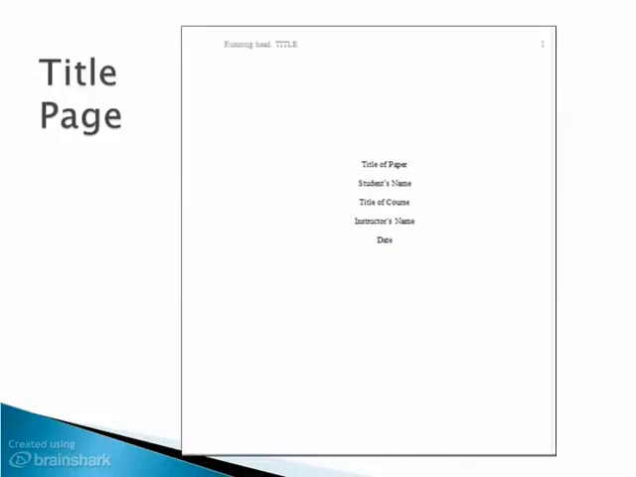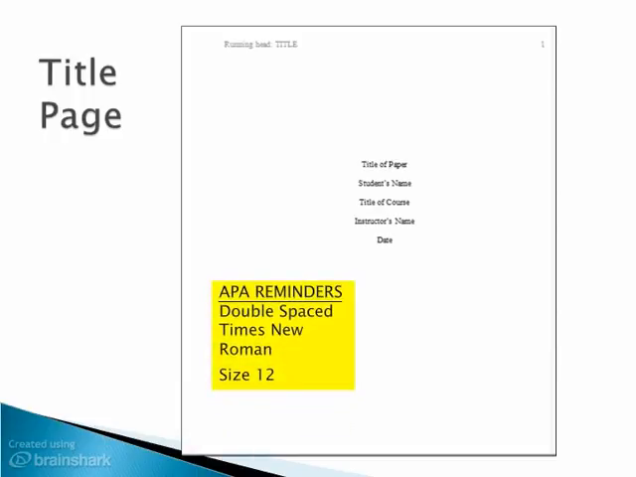I want to spend just a few minutes talking about the format of your paper. As you can see, it should have a title page. The title page should have the title of your paper, your name, the title of the course. This includes the number EDU 431, Advanced Instructional Design, the instructor's name, and the date. It should be double-spaced, Times New Roman, size 12.